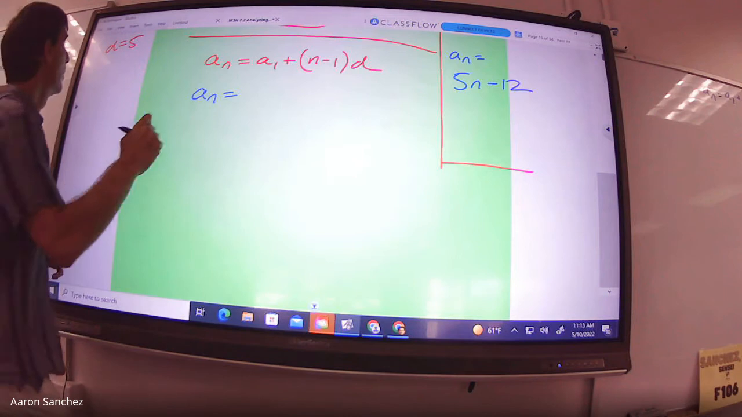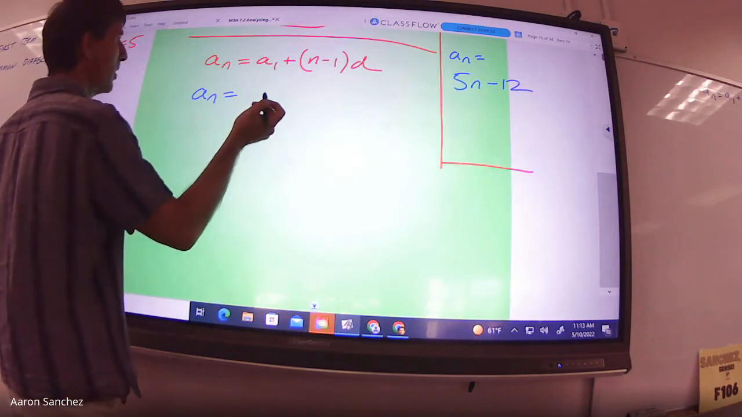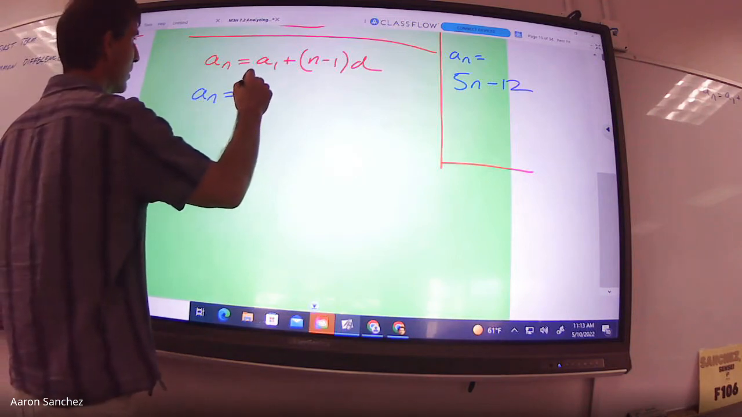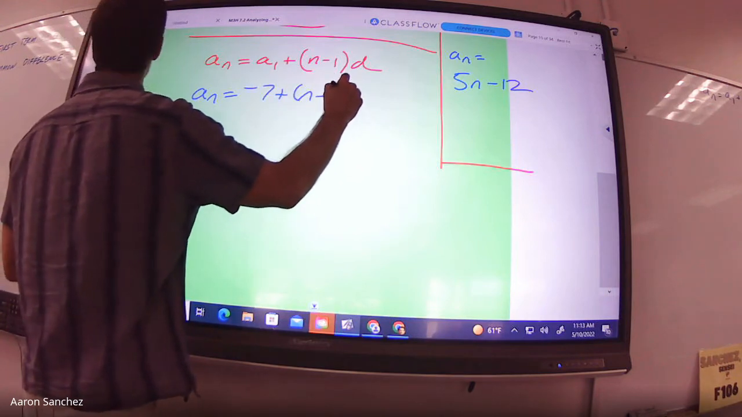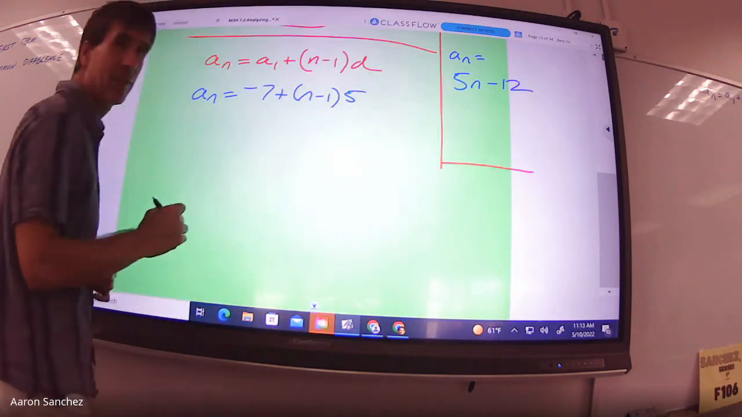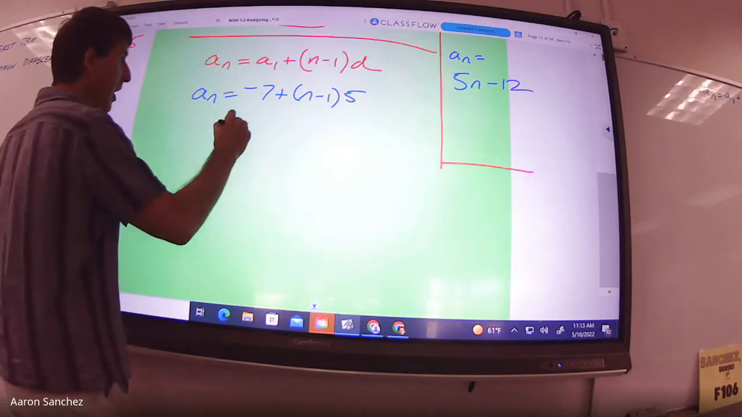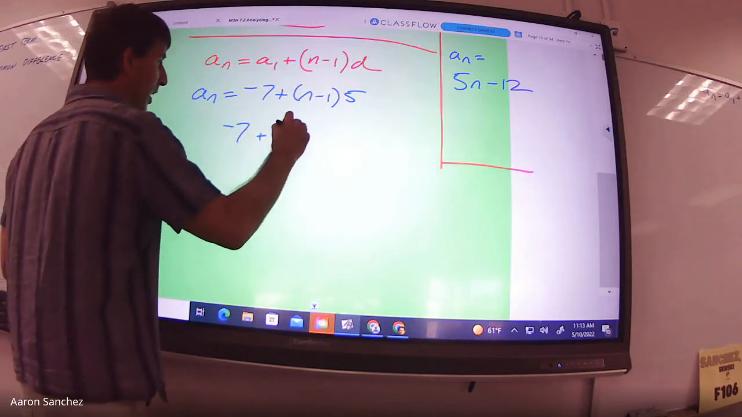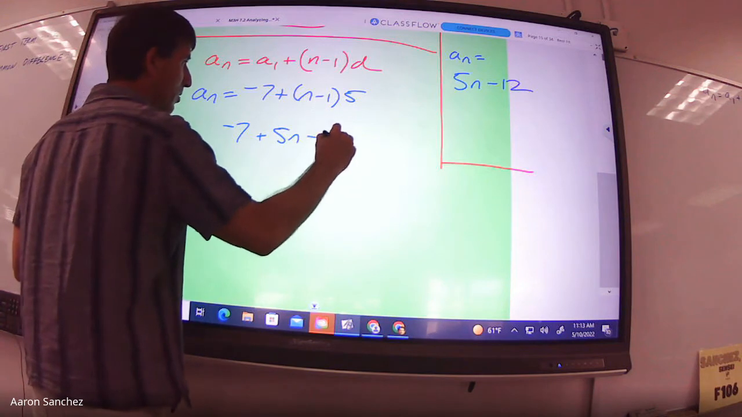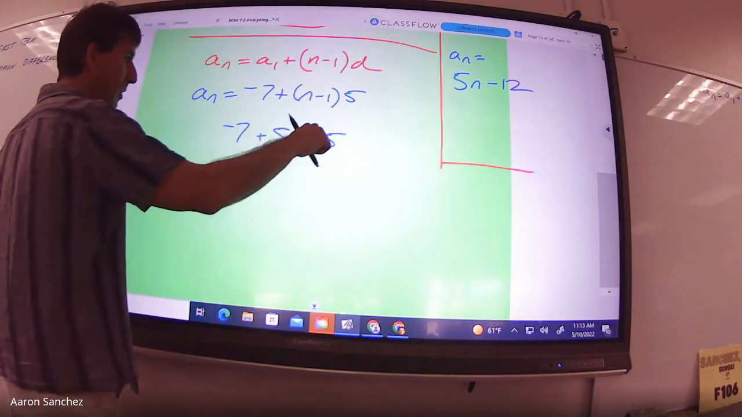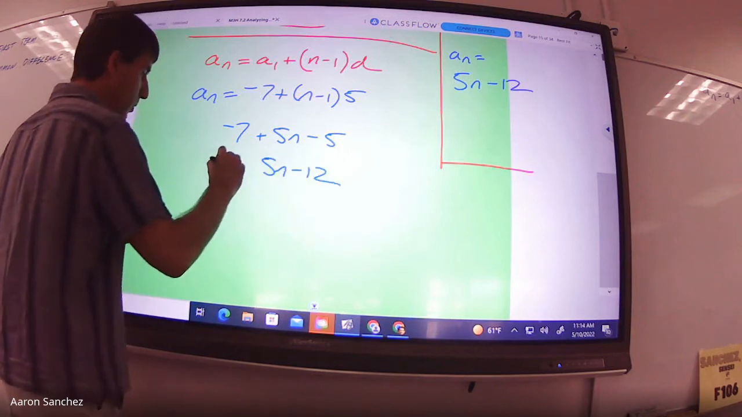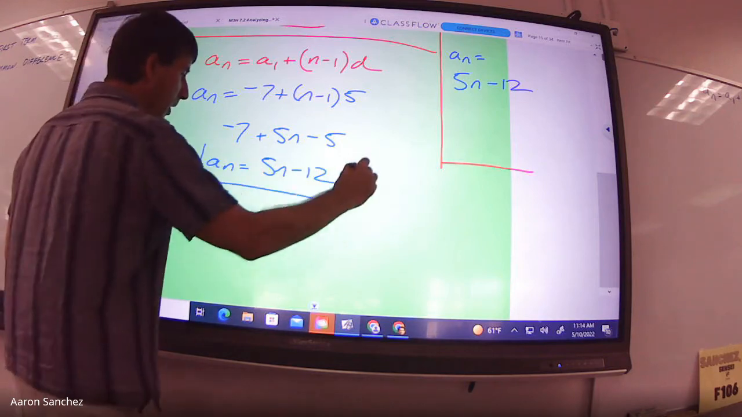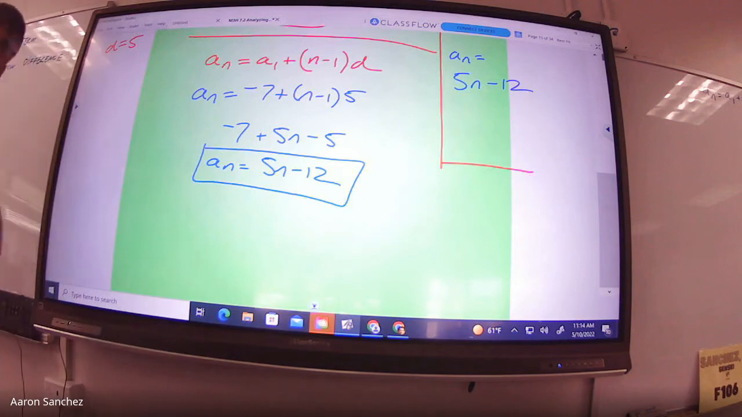What's a sub 1? Negative 7 plus n minus 1 times the common difference, which is 5, right? Distribute the 5. 5n minus 5. And negative 7 minus 5 is negative 12. So that's your final rule. Remember, we had to find the common difference and we had to find the rule, right? How do you check your work?